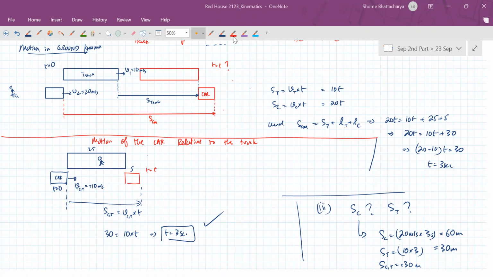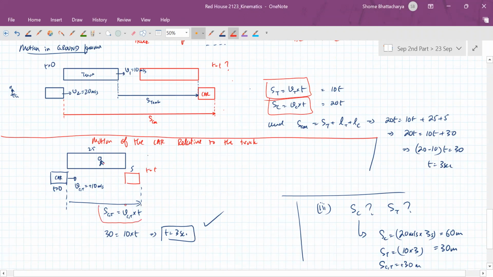So just like we have written these equations here, these equations, these are in the ground frame. So like that, when this person who's inside the truck is looking at the car, this is the equation. He's looking at the car, but the velocity of the car is not the actual velocity; it is the relative velocity. So the displacement is also not the ground frame displacement; it is the displacement with respect to the truck. I hope this point is clear.